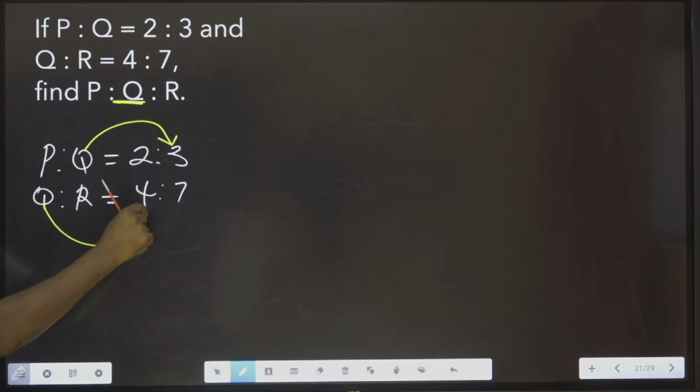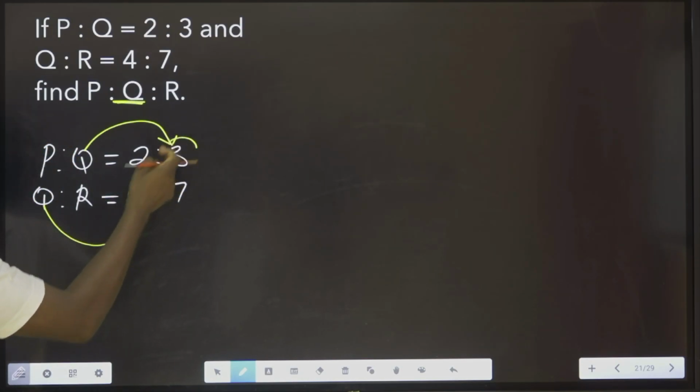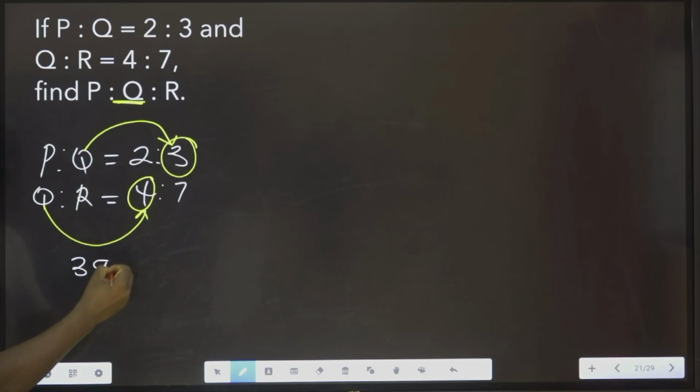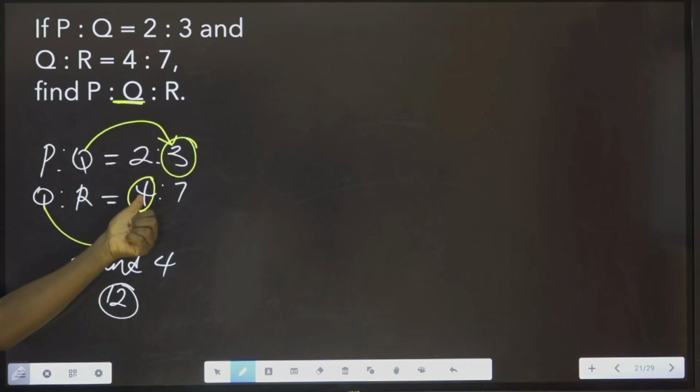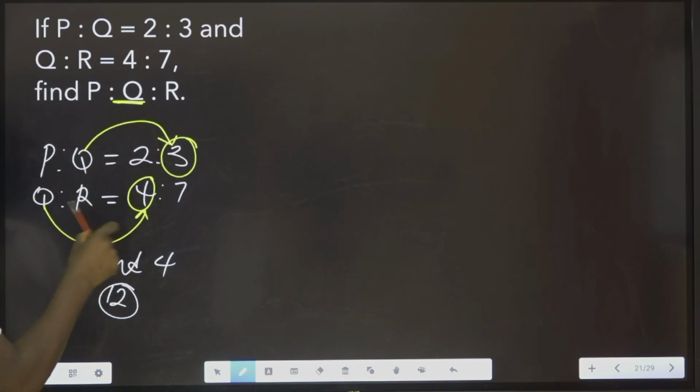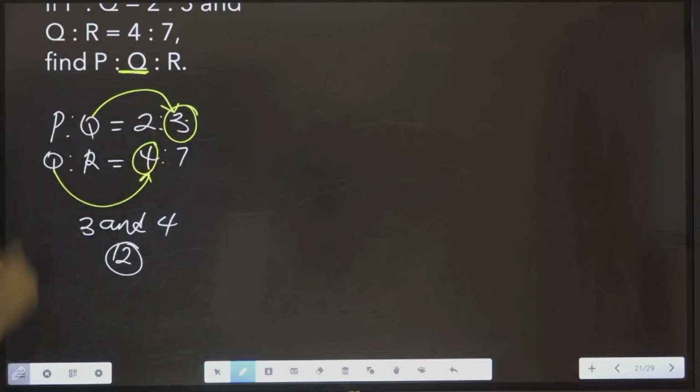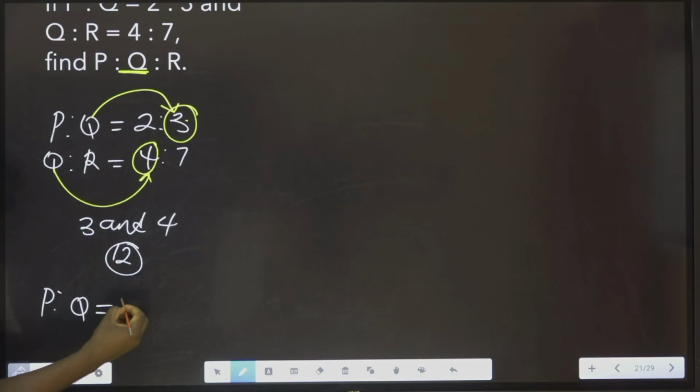It's like this because we are targeting the middle guy. So we look at the value of the middle guy: 3 and 4. What is the LCM of these two? You agree with me, that is 12. So what we are going to do now is make sure that this guy is 12 and also this is 12. To make this 12, we have to multiply this one by 4. So our new ratio is 4 multiplied by 2 is 8.